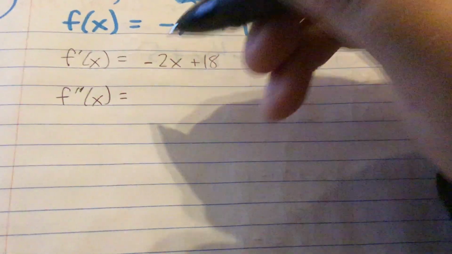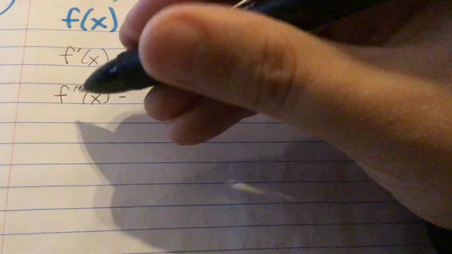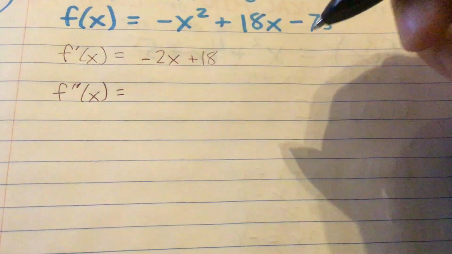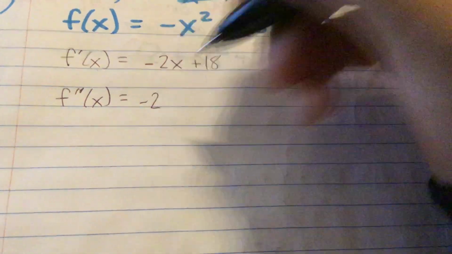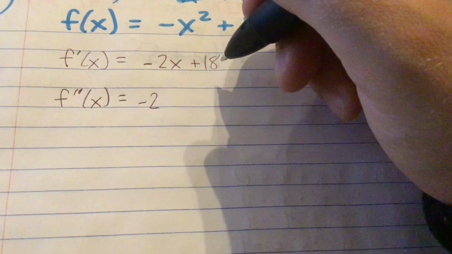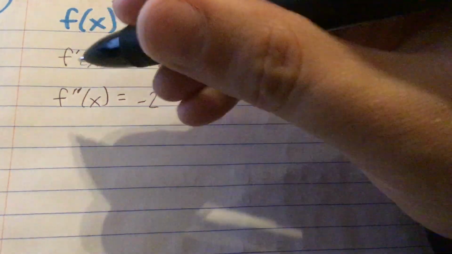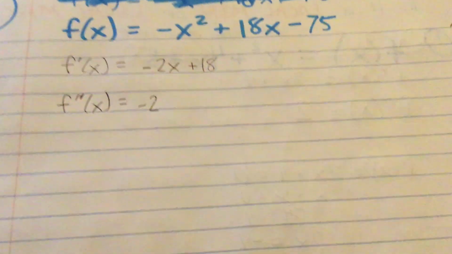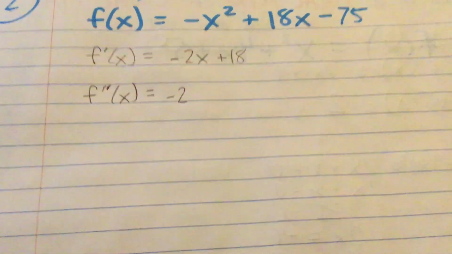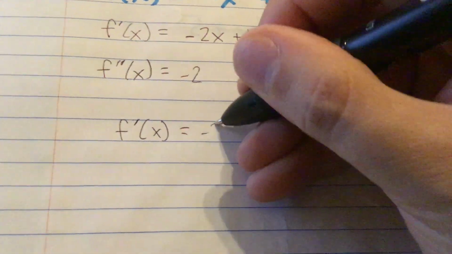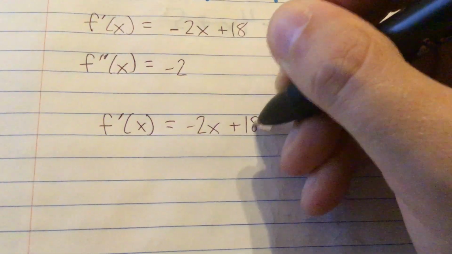So then I'm going to take the derivative of that. The derivative of negative 2x is going to be negative 2. And the derivative of positive 18 is going to be 0. So f double prime of x is equal to negative 2. Yet again, the acceleration is a constant. Okay. So then what I like to do, after we set up f prime of x and f double prime of x, is set the derivative, the velocity function, equal to 0.